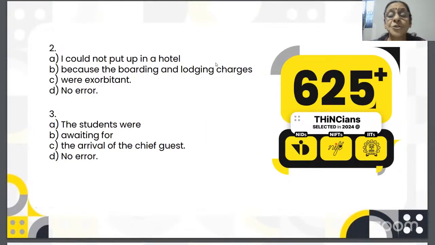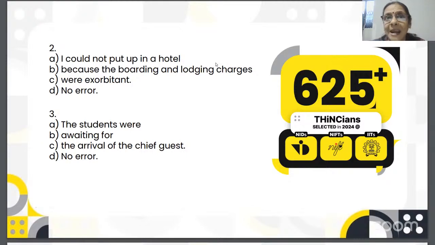I could not put up in a hotel because the boarding and lodging charges were exorbitant. Exorbitant means very costly. So the answer will be, again, the first part which is wrong, that is A. I could not put up in a hotel is wrong. I could not put up at a hotel, because it is a specific location.